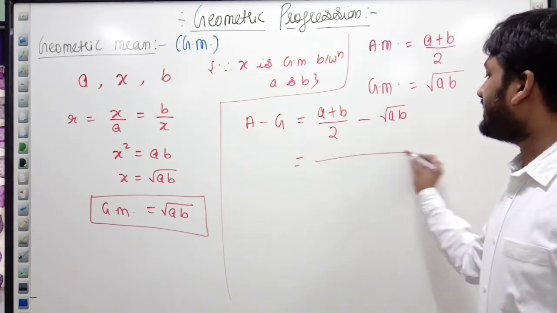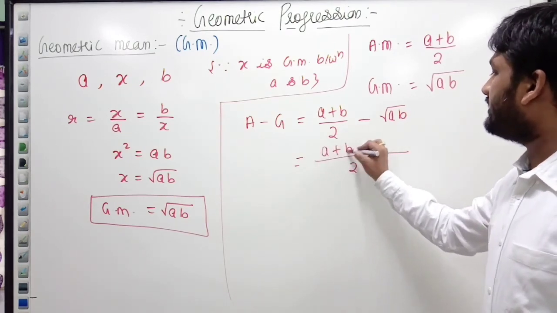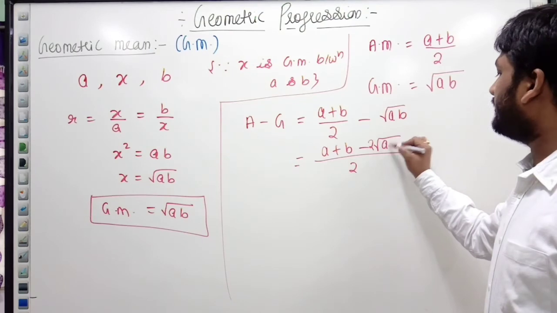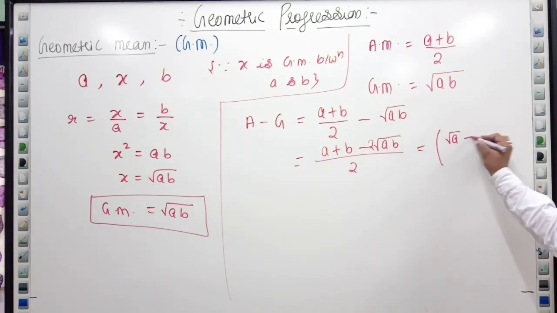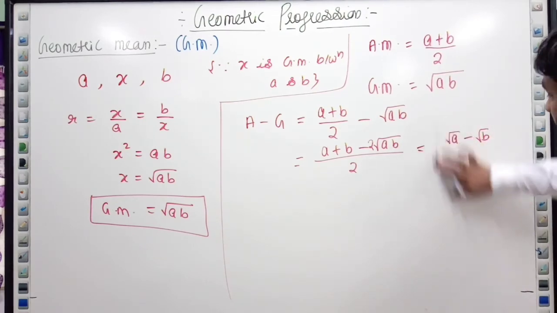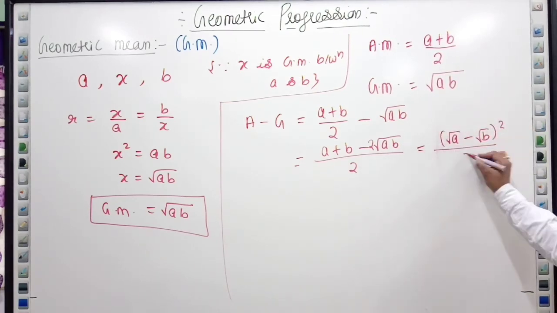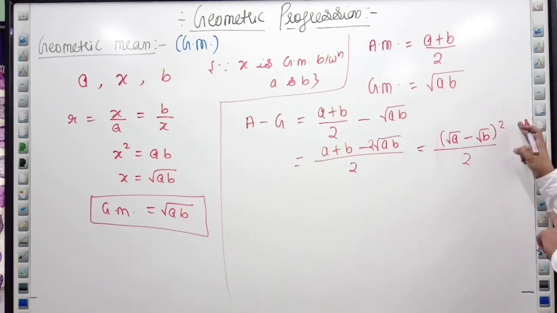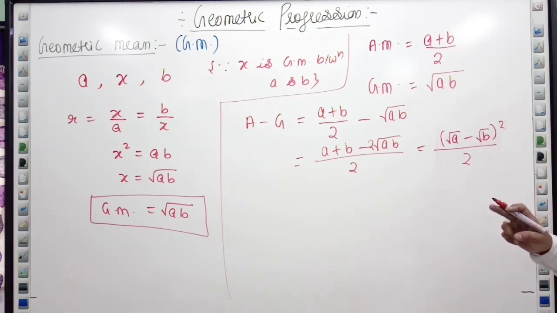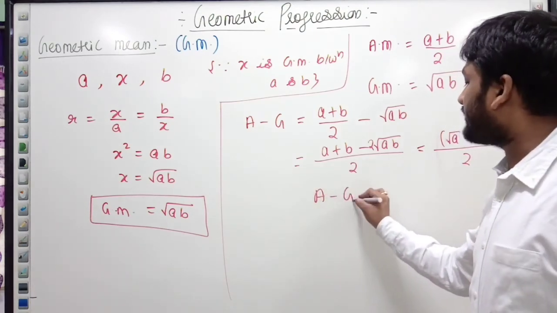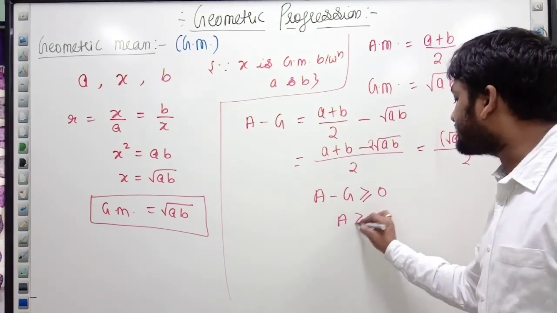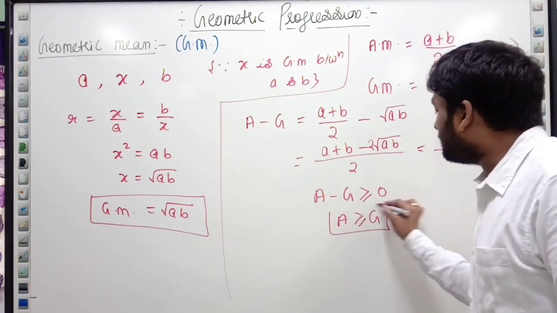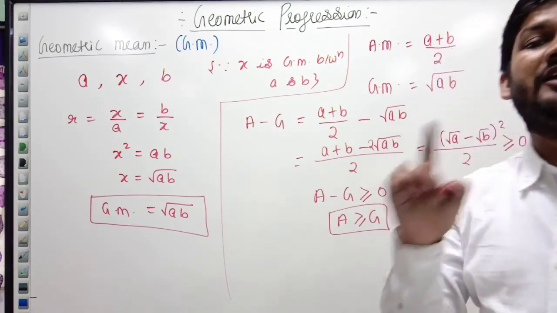Now I am taking the LCM: (a + b - 2 root ab)/2. Can I write this as (under root a minus under root b) whole square upon 2? The square of any number is always greater than or equal to 0, so this whole value is greater than or equal to 0. What I have calculated is A minus G is greater than or equal to 0. So from this relation, A is greater than or equal to G, meaning arithmetic mean is always greater than or equal to geometric mean.